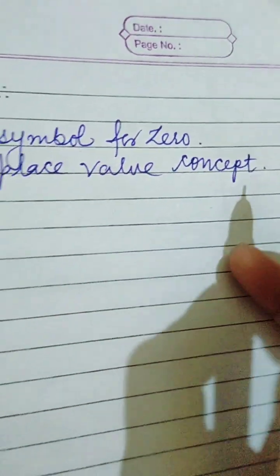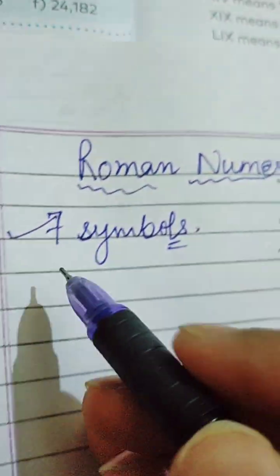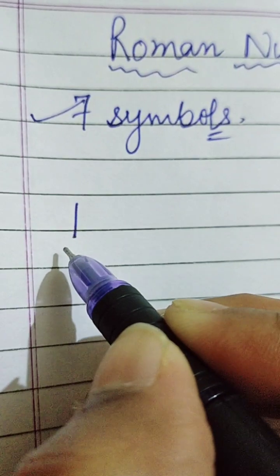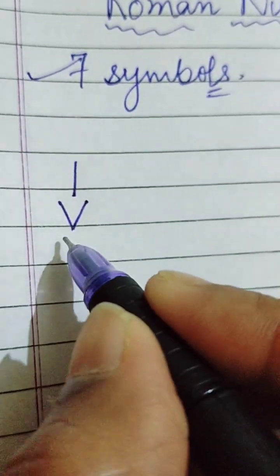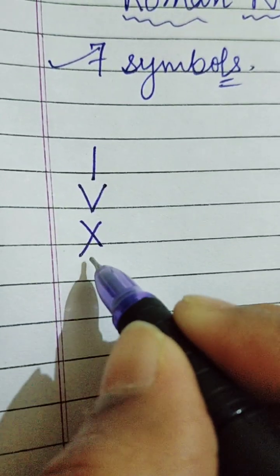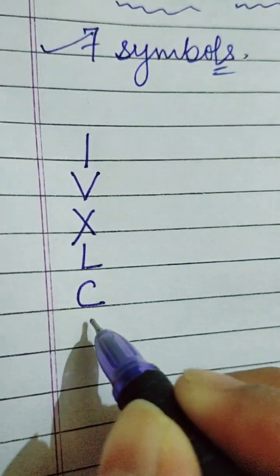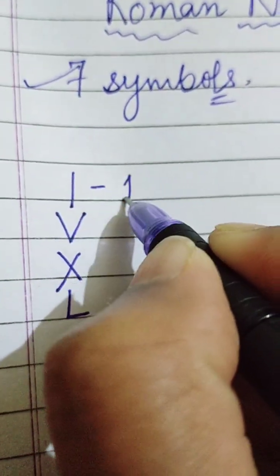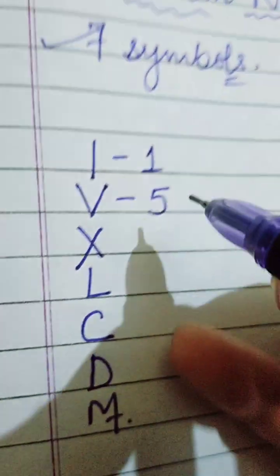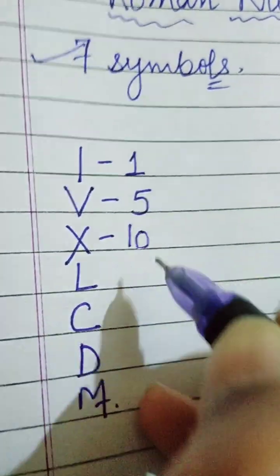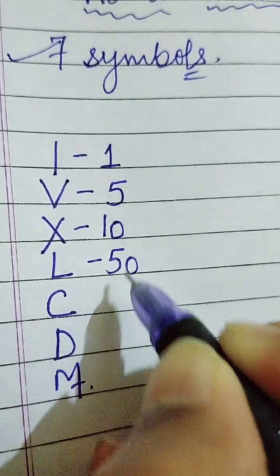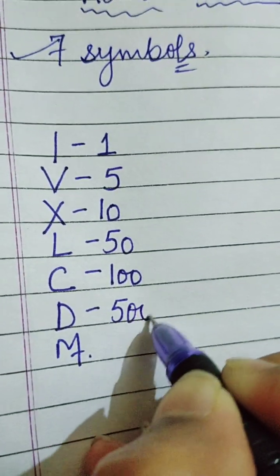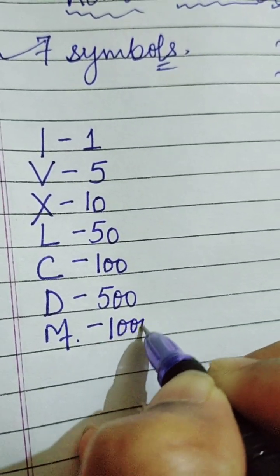Yes, the basic 7 symbols which are used in Roman numerals to write the numbers are, firstly, I, then V, then after that X, after that L, then C, D and M. Here I stands for 1 and V stands for 5, X stands for 10, L means 50, C means 100, D means 500 and M means 1000.